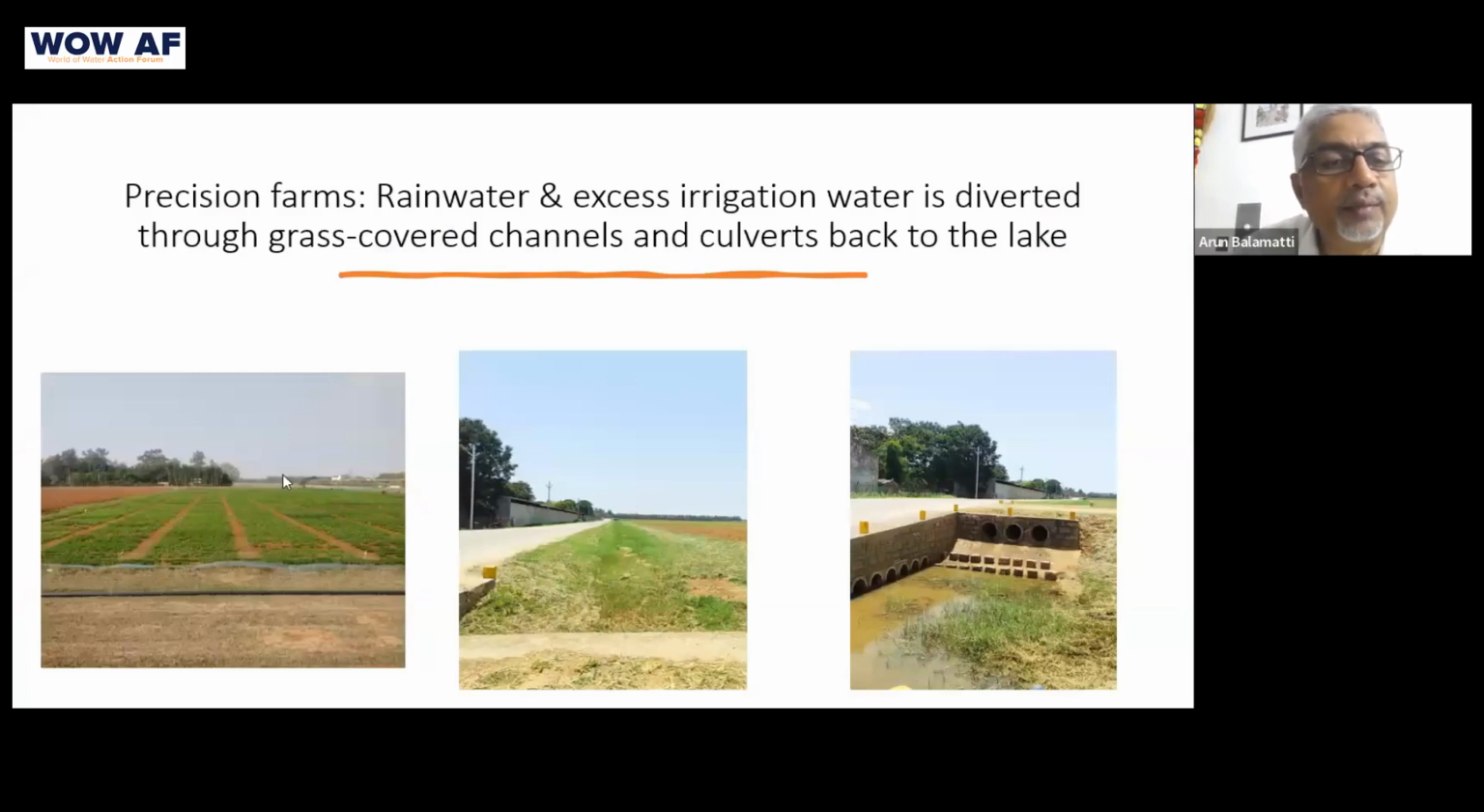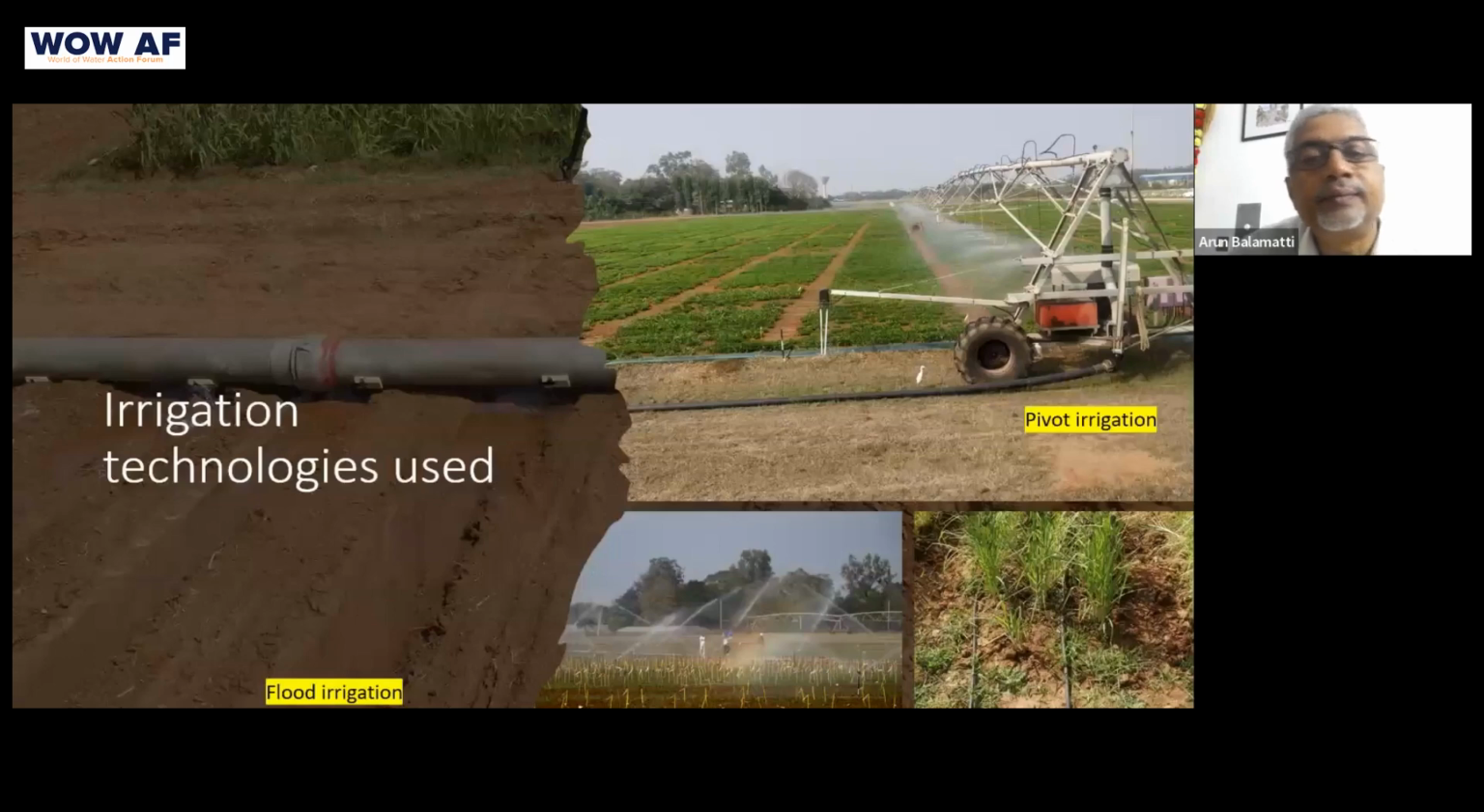Now, with precision farms, here is how crop cultivation happens. This is the waterway that captures excess water, which then gets collected into these culverts, and this is leading to the lake. And again, there is a choice of irrigation technologies. We actually use 5 different types of irrigation technology, also based on how judiciously we make use of the harvested rainwater.